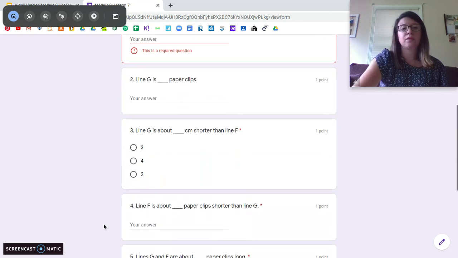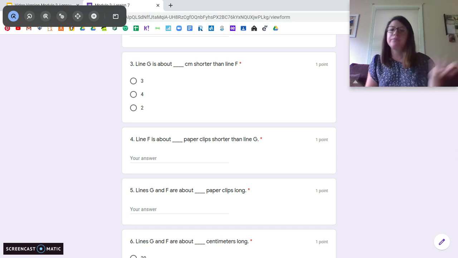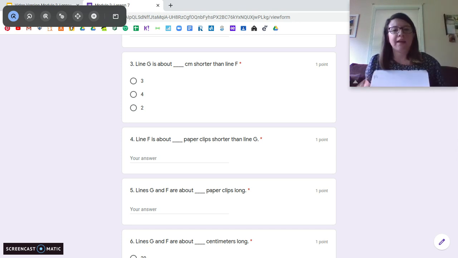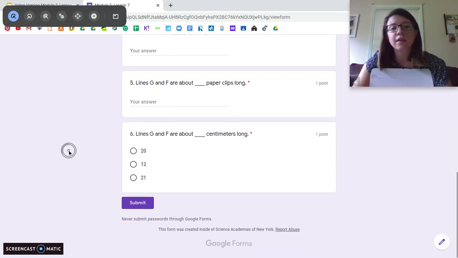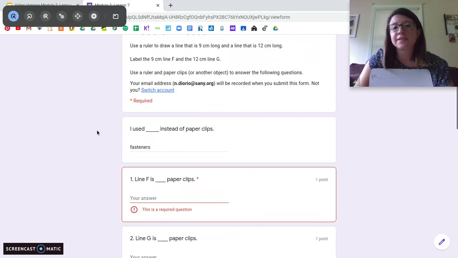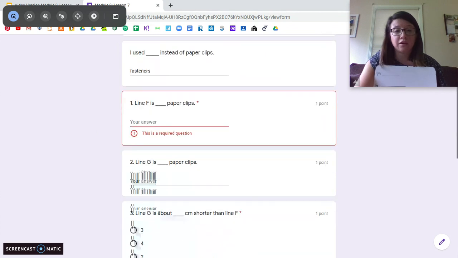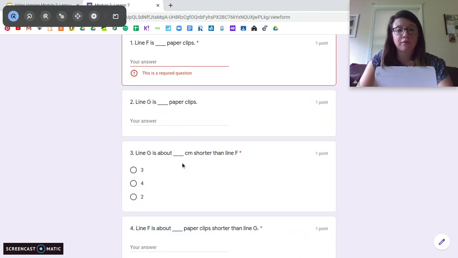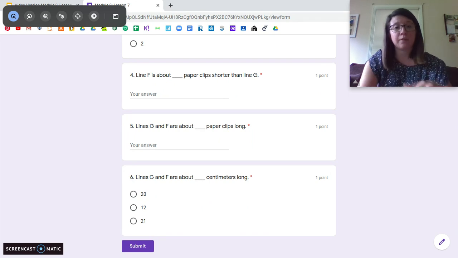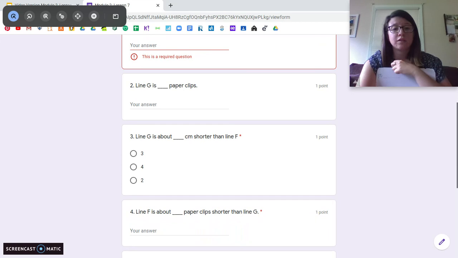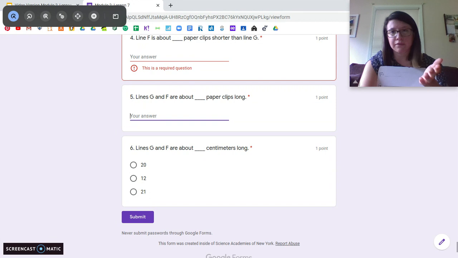And then it's going to ask you some word problems to figure out the difference between the line lengths. We've been doing that. We did that in our warm-up today. How many centimeters longer, how many paper clips longer, and how many are they all together. The centimeters are going to be accurate because we measured with 9 and 12. So your centimeters, the answer to number 3 and the answer to number 6, are going to be an exact number. The answers to numbers 1, 2, 4, and 5 are going to be different depending on what you used.